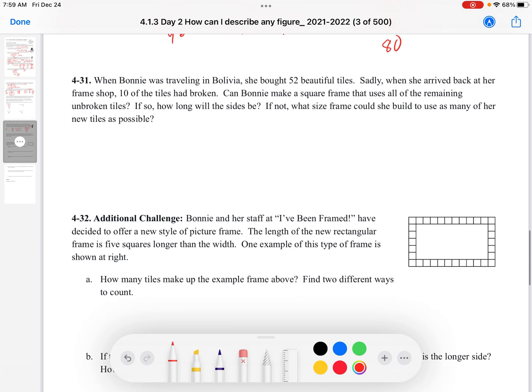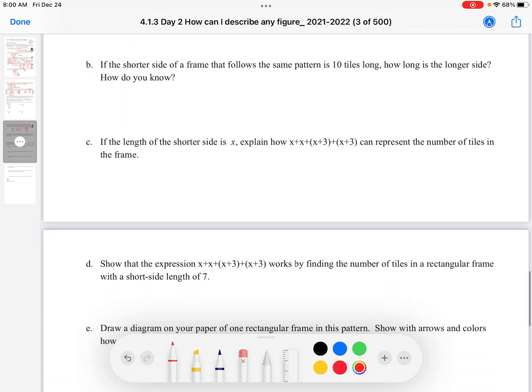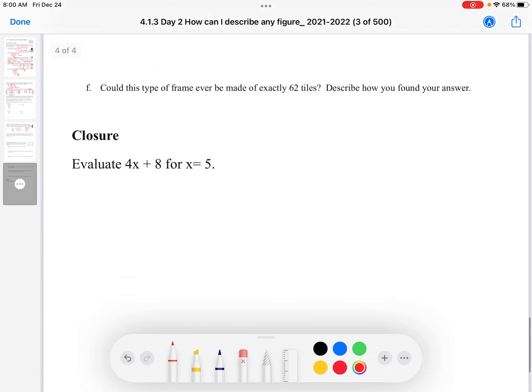These bottom 2 problems were just bonus problems in here, and you do not need to do them. They were just more for extra stuff in class.